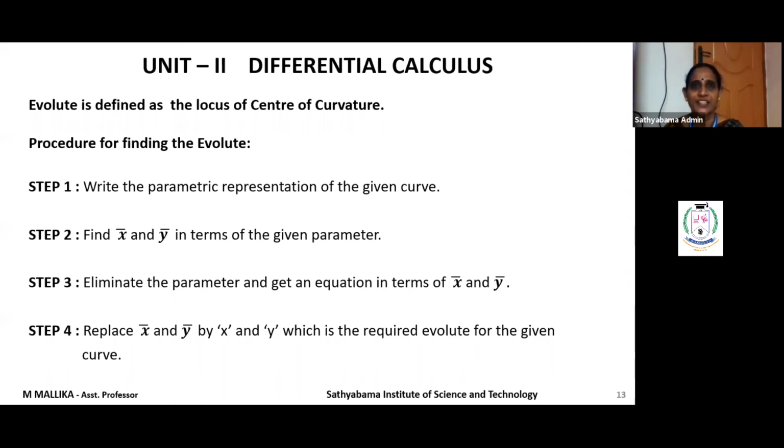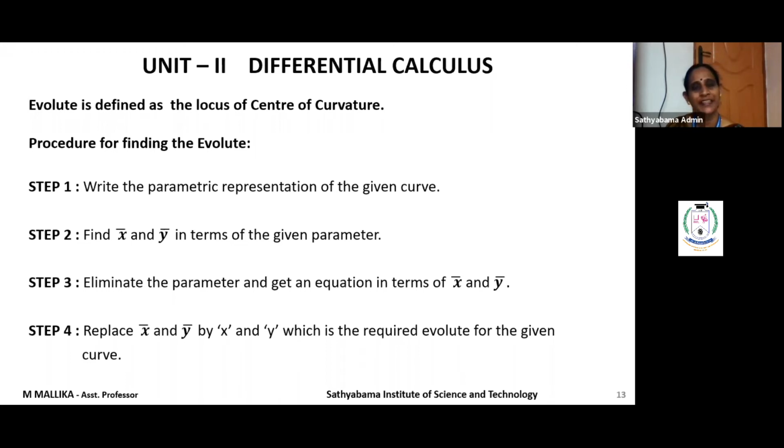This again can be asked in 2 marks. Define evolute. So you can say evolute is the locus of center of curvature. So what is the procedure for finding the evolute? There are 4 main steps to find the evolute. First step is, whenever you are given a curve, you have to write the parametric representation of the curve.